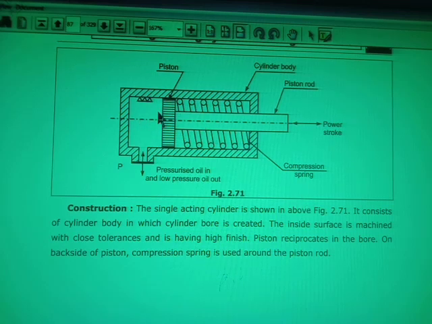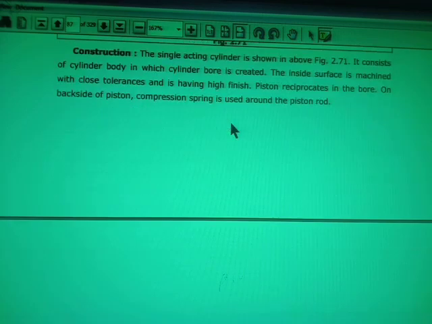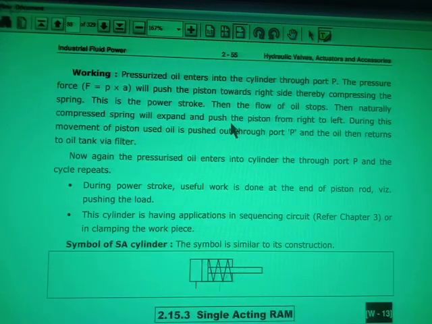It is nothing but the indication of surface finish. So the internal part of the hydraulic cylinder is highly finished, so that the reciprocating motion of the piston will take place very smoothly, and that is the construction part of the single acting single rod hydraulic cylinder. Now how the working is, it is very simple.